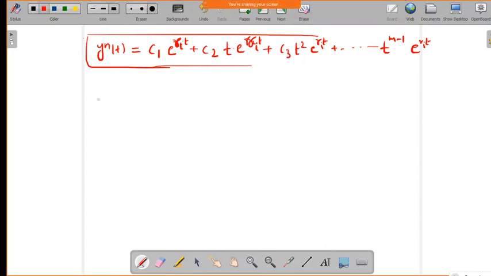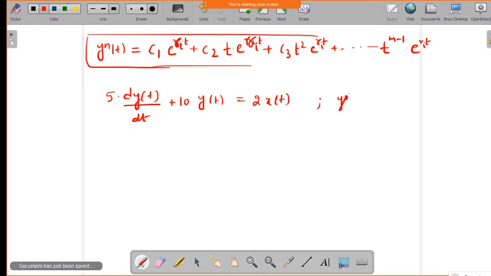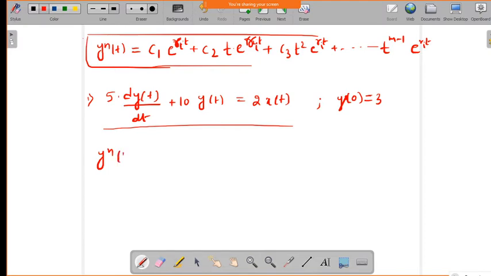Now take this problem: 5 into dy of t by dt plus 10 into y of t equals 2 into x of t. The initial condition is given as y of 0 equals 3. This is one of the problems given. They are asking us to find the natural response described by this differential equation. So we need to find the natural response of the system.